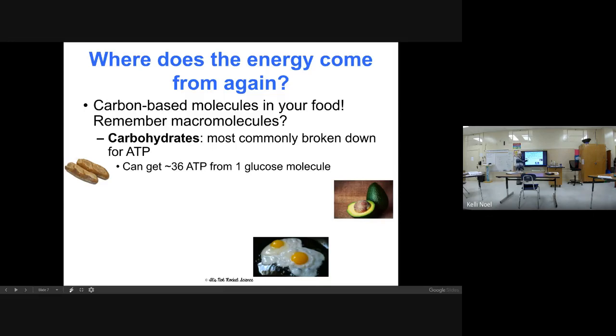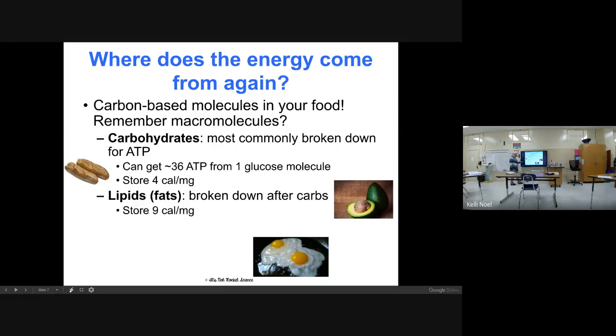Lipids will be broken down after your carbohydrates. So after your carbs are broken down, then lipids or fats can be broken down, and we can get about 9 kilocalories per milligram from fats, so it has more energy, but it takes a little longer to break them down. And then proteins are sort of the last thing that will be broken down for energy, and it also stores about 4 calories per milligram. So you just need to know that carbohydrates are broken down first, then lipids or fats, and then proteins.